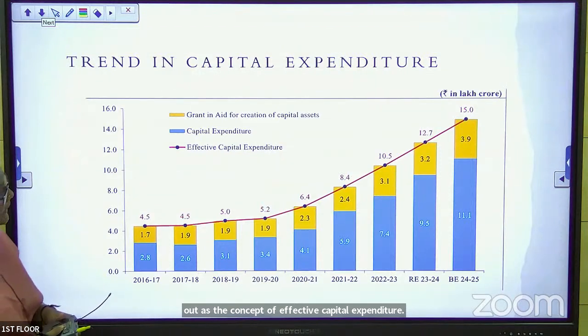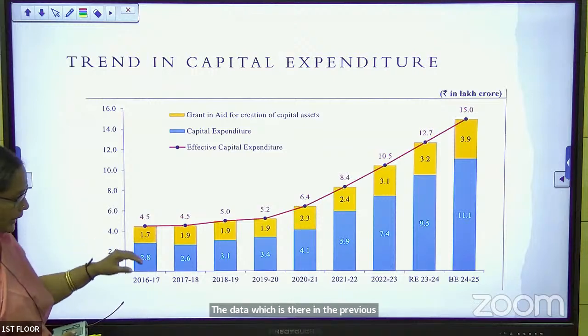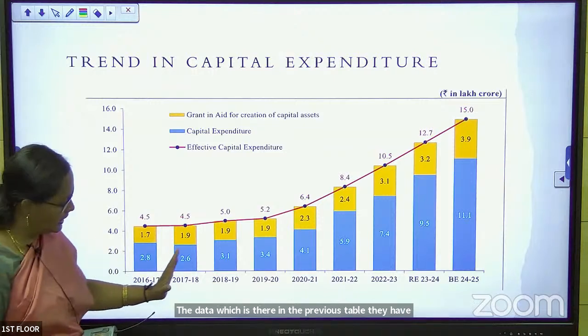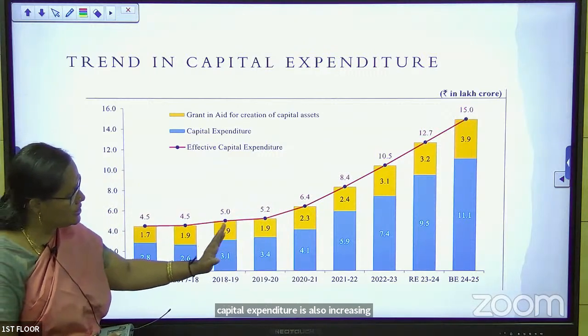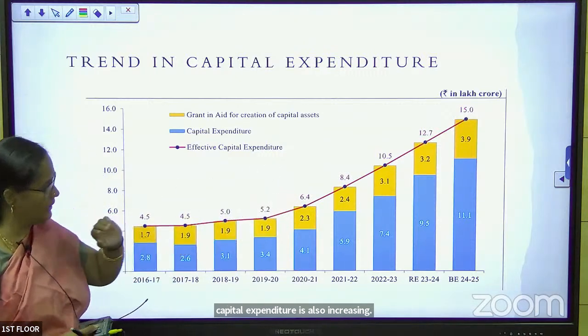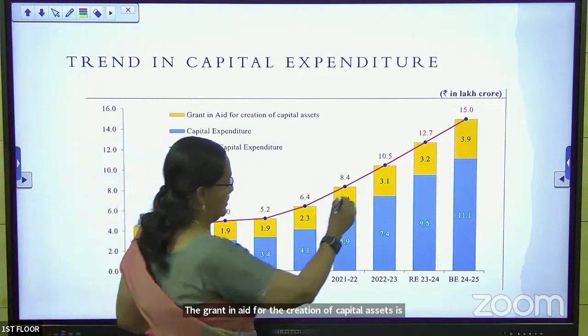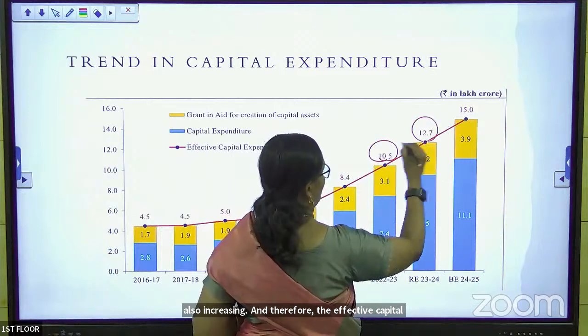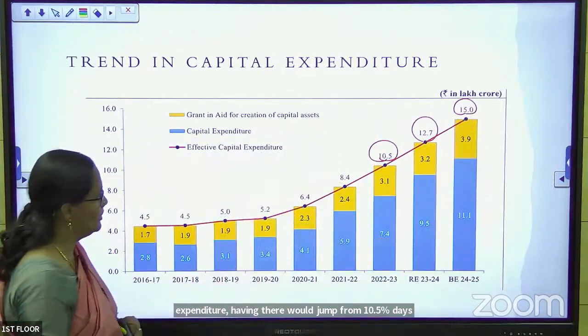The data which is there in the previous table, they have presented here as the diagram. You can see that the capital expenditure is also increasing. The grant in aid for the creation of capital assets is also increasing. And therefore, the effective capital expenditure is having a good jump from 10.5% and all to 12.5%, and they expect it to go up to around 15%.